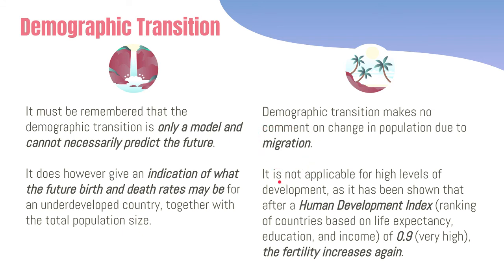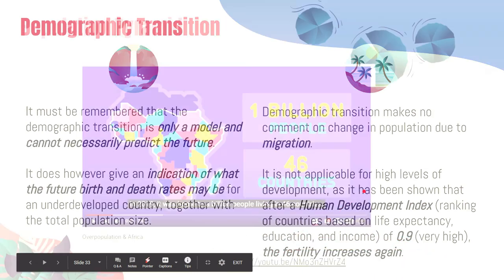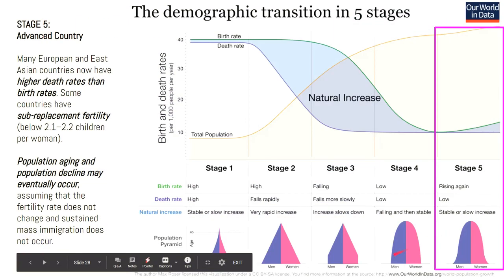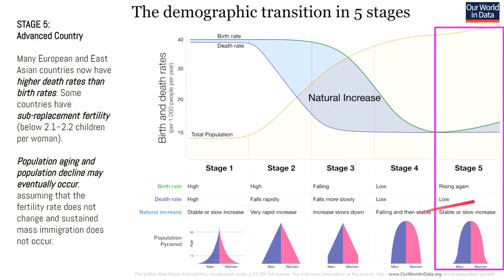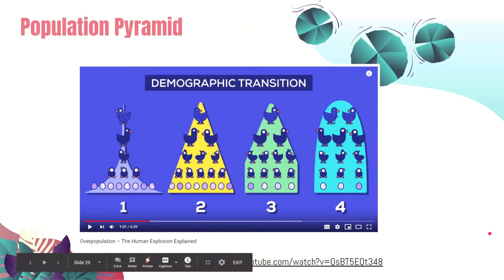And there's also one disclaimer that it's not applicable for high levels of development or those beyond advanced levels, because it has been shown that countries having a very high human development index, so they have high life expectancy, high education, high income, tend to see an increase in total fertility. So this is what they were saying. Once the country has gone from developed to advanced country, because of having a stable population and all the needs are met more than what's enough, people tend to have more children at this point in their demographic transition.